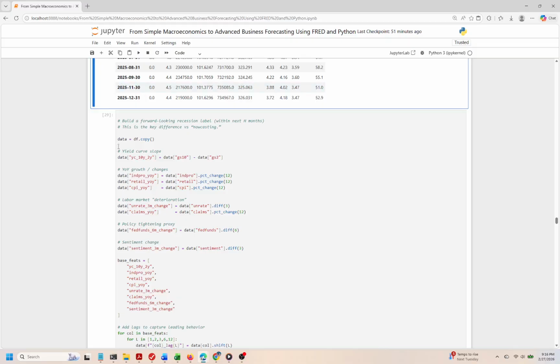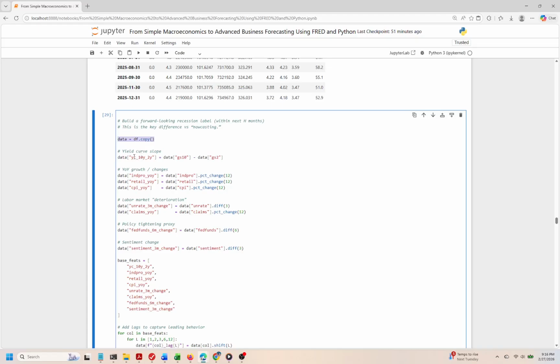The process begins by creating a copy of the original dataset to ensure our transformations do not alter it. We then calculate the yield curve slope by taking the difference between the 10-year and 2-year government bond rates, which serves as a key indicator of economic expectations. Next, we analyze year-over-year growth rates for several economic indicators, including industrial production, retail sales, and the consumer price index, all measured over a 12-month period. These metrics offer insight into growth trends and inflation, both important for understanding economic health.